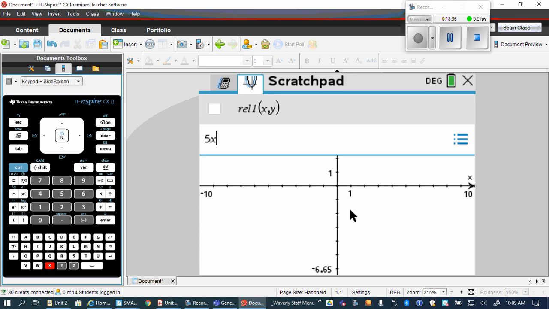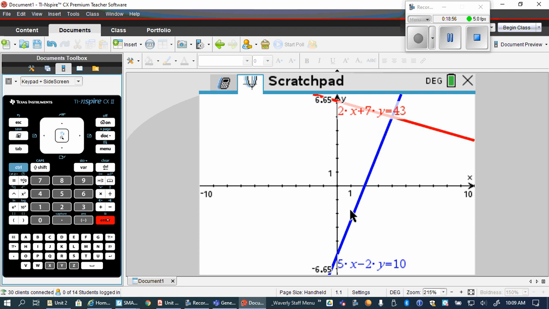5x minus 2y equals 10. And just arrow down. 2x is 7y... 7y equals 43. So there's the other one.